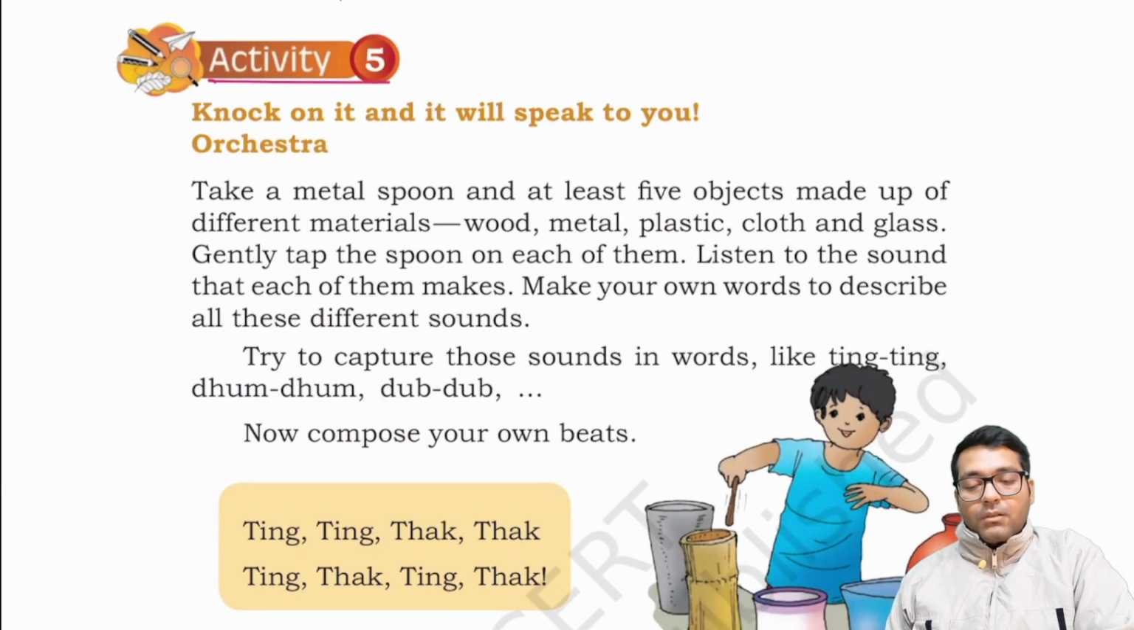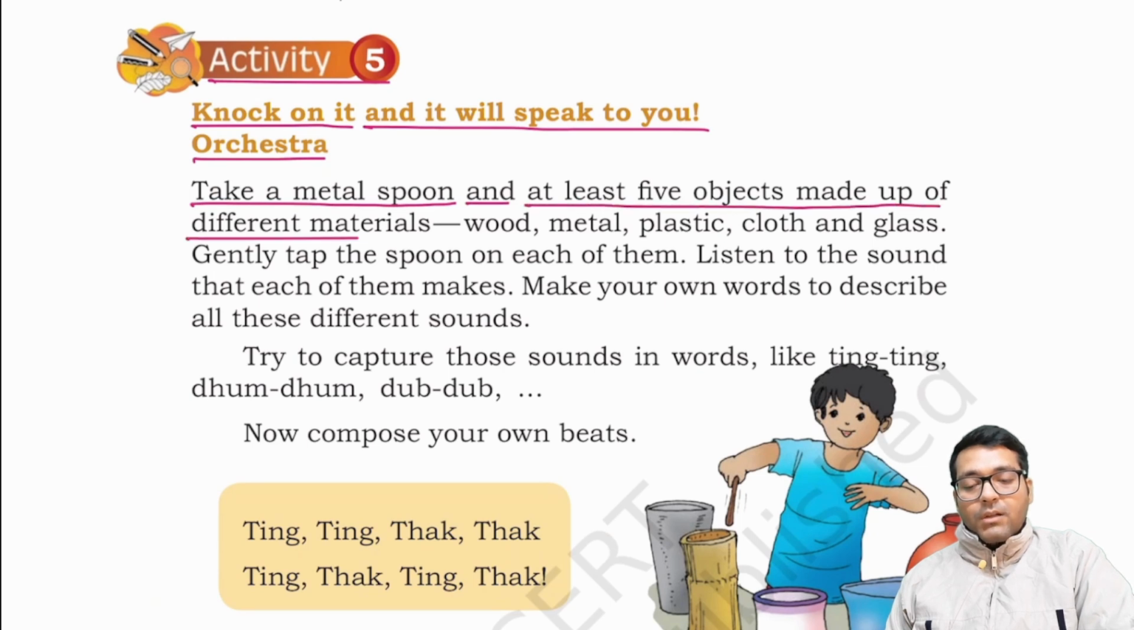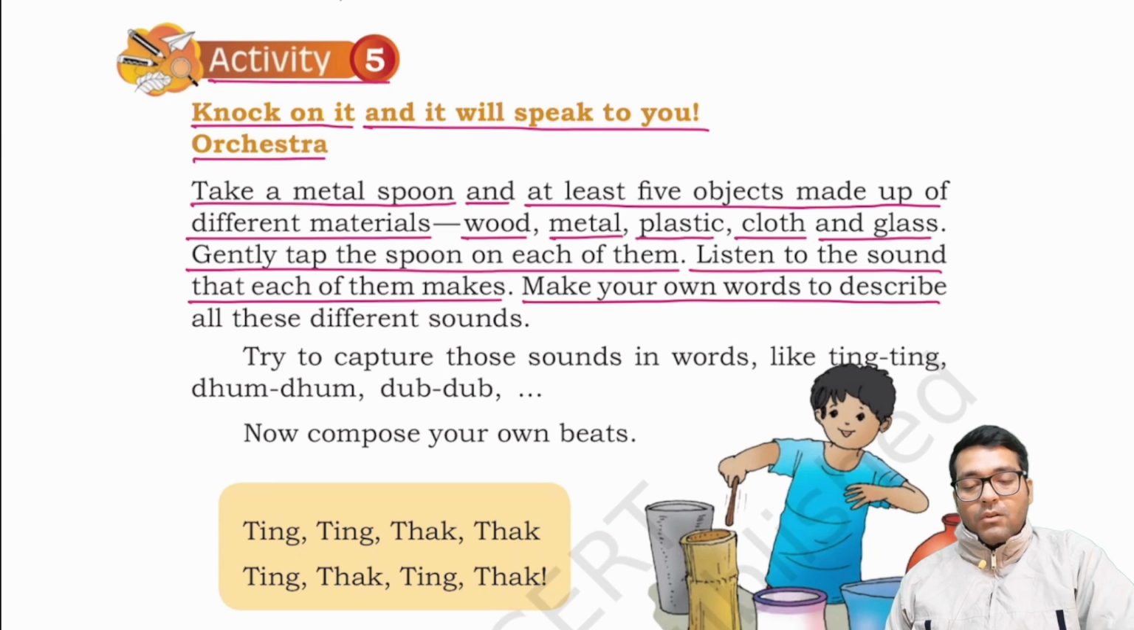Activity 5. Knock on it and it will speak to you. Orchestra. Take a metal spoon and at least 5 objects made of different materials: wood, metal, plastic, cloth and glass. Gently tap the spoon on each of them. Listen to the sound that each of them makes. Make your own words to describe all these different sounds.